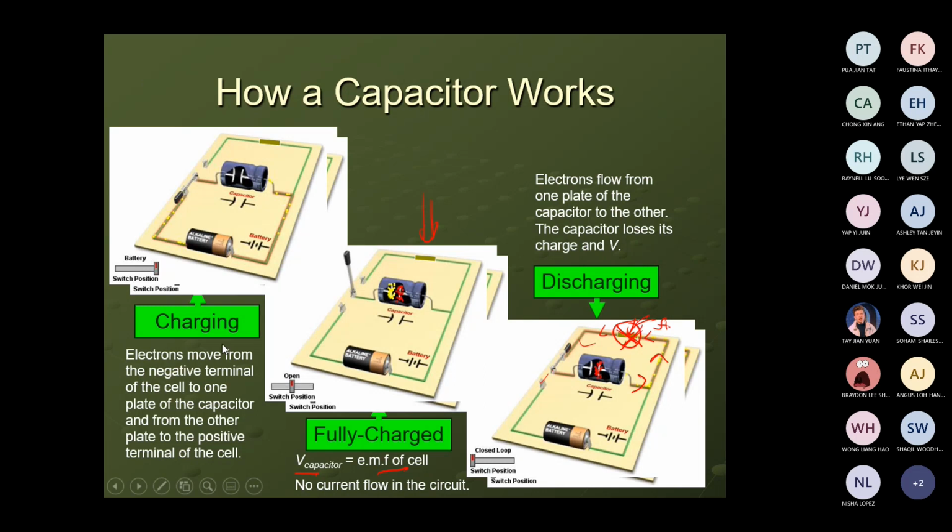Any questions so far? Fully charged means the voltage of the capacitor will be the same as the voltage of the battery. When discharging, the current in the capacitor flows in the opposite direction. When you connect the battery and charge, look at the first diagram: focusing on the capacitor, the current flows from B to A when charging. When discharging, in the third diagram, the current flows from A to B, in the opposite direction.